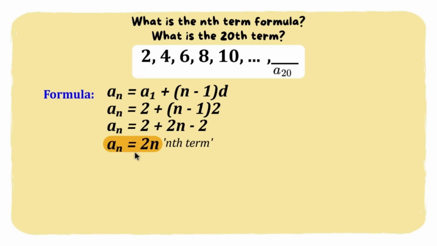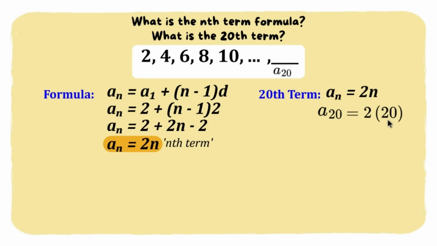Now let us apply this formula, nth term formula, para makuha natin yung 20th term. So ano ang 20th term natin? Substitute lang natin dito sa a sub n equals 2n. So we have a sub 20 since 20th term yung hinahanap natin. Gawin nating 20 yung n is equal to 2 times 20. So 2 times 20 is 40. Okay, so therefore our 20th term is 40.